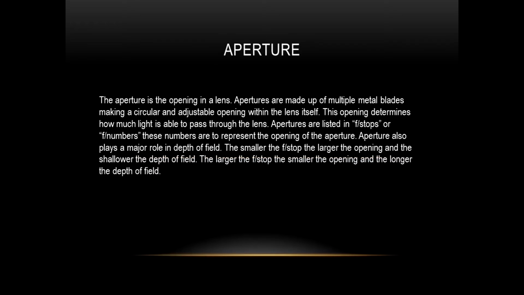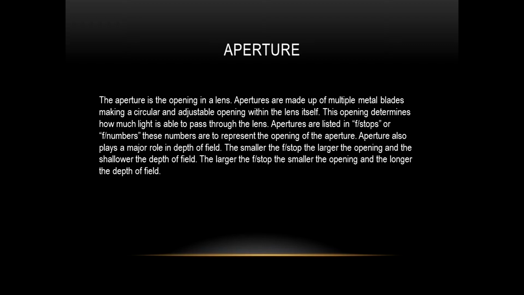For aperture, the best way I would describe it, just in my own words, is that the aperture is the opening in a lens. Apertures are made up of multiple metal blades, making a circular and adjustable opening within the lens itself. This opening determines how much light is able to pass through the lens. Apertures are listed in f-stops or f-numbers. These numbers represent the opening of the aperture. Aperture also plays a major role in depth of field. The smaller the f-stop, the larger the opening, and the shallower the depth of field. The larger the f-stop, the smaller the opening, and the longer the depth of field.